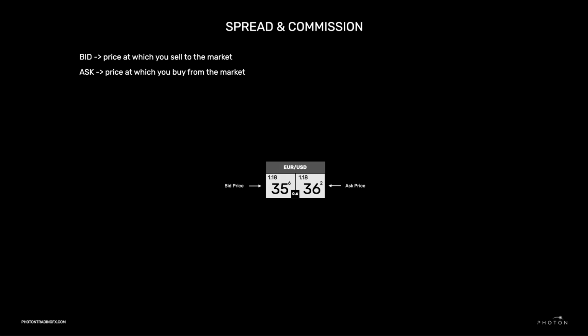Now, an easy way to remember this is to ask yourself, what is the market doing? So the market is asking for, or the market is bidding at. Because you can only buy at what the market is asking, so you buy on the ask price, and you can only sell at what the market is bidding. So you sell at the bid price.